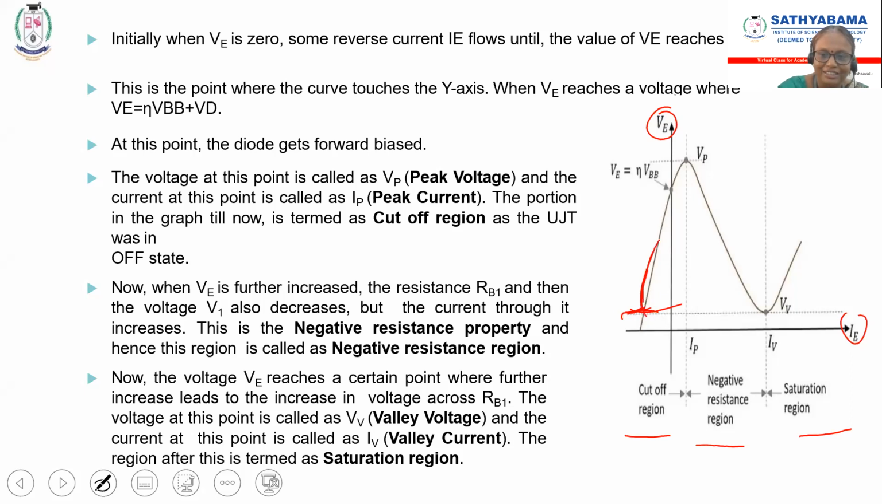You can see the y-axis denotes my VE, and I keep on increasing it. While I am increasing, at one particular point, once it attains that peak voltage, VE should be greater than eta VBB plus VD. At that point, my UJT starts to conduct. That particular voltage is called the peak voltage. Don't confuse it with pinch-off; pinch-off also we denote with P. That is the pinch-off voltage.